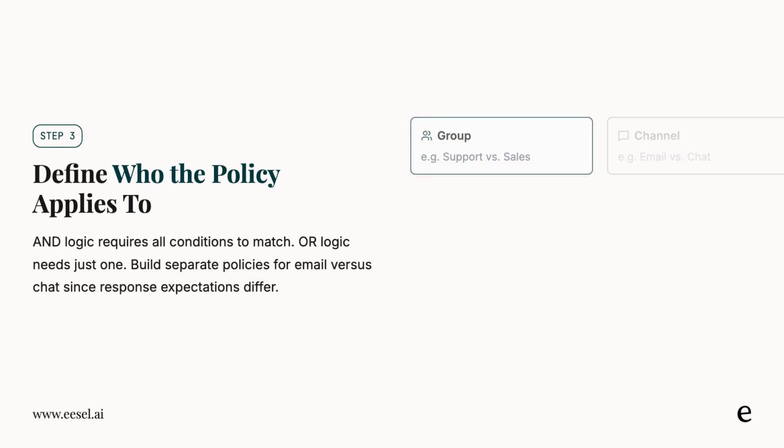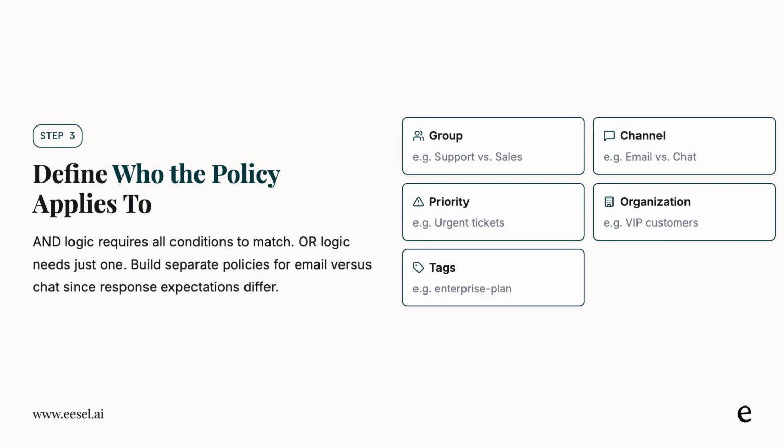Conditions control exactly which tickets this policy applies to. You can filter by group, channel, priority, organization, or tags, using AND logic to require all conditions or OR logic to match just one. A practical tip here is to build separate policies for email and chat, since customers typically expect faster replies in live chat.